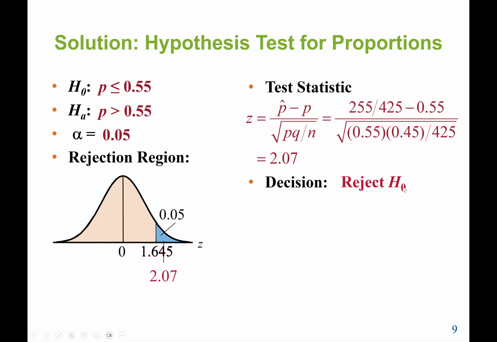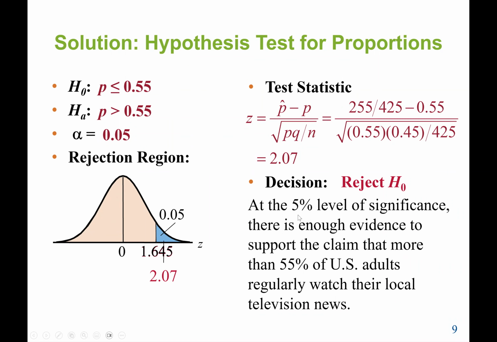so we can make our decision. Now here they say we should reject H0. Let's see if it's right. Yes, it fell in the blue area. Again, the brown area, we accept H0. The blue area, we reject H0. So finally, we will say that at 5% level of significance, there is enough evidence to support the claim that more than 55% of US adults regularly watch their local television news.